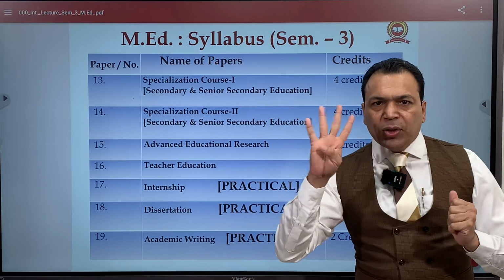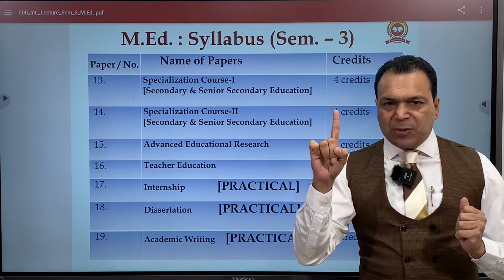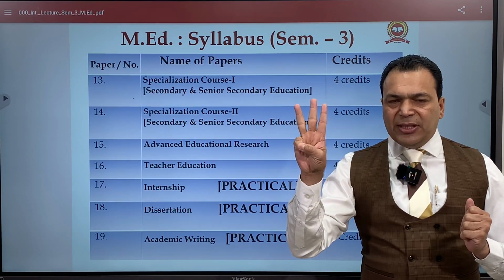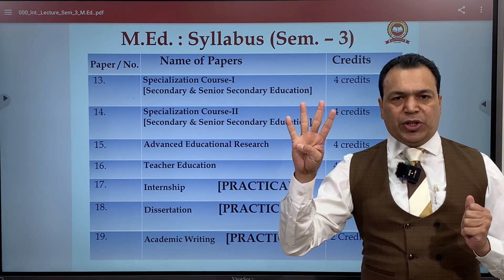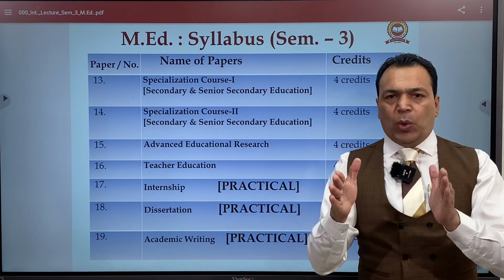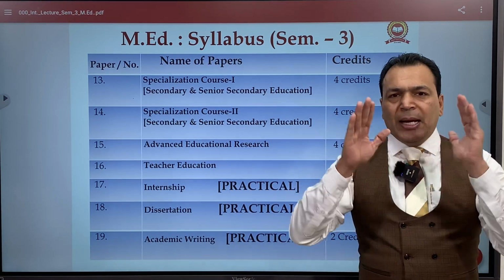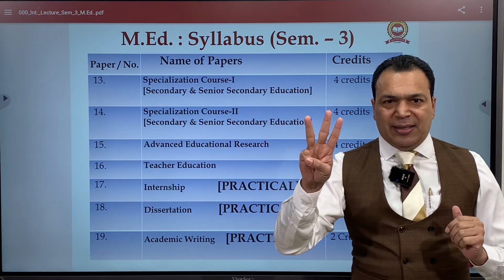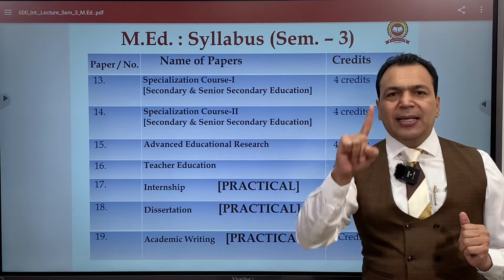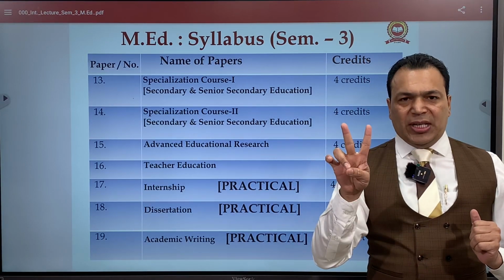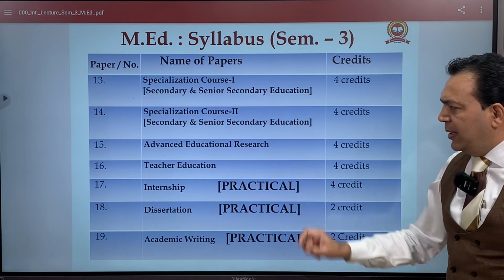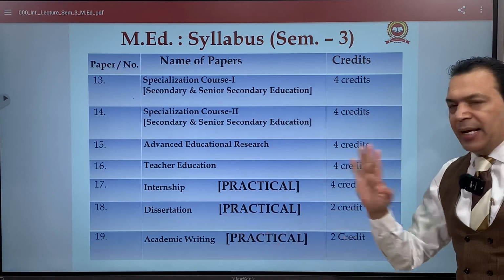So we have the 4 theory papers: first specialization course 1, second specialization course 2, third advanced educational research, fourth teacher education. Regarding these theory papers I have already uploaded a video, you can check from there. But today we will talk about the 3 practicals. What are the names of the practicals? First practical is internship, second is dissertation, and third is academic writing.